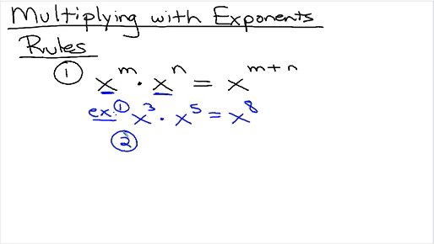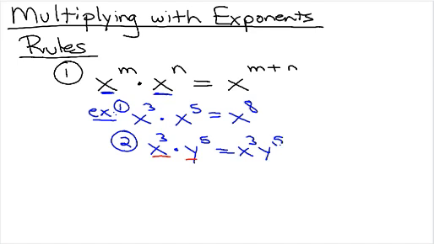What if I had this situation? x to the third times y to the fifth. Well, you cannot do anything. I cannot add the 3 and the 5 because the bases are not the same. So this one stays the way it is. There's nothing I can do to it. This is just x to the third, y to the fifth. Okay?